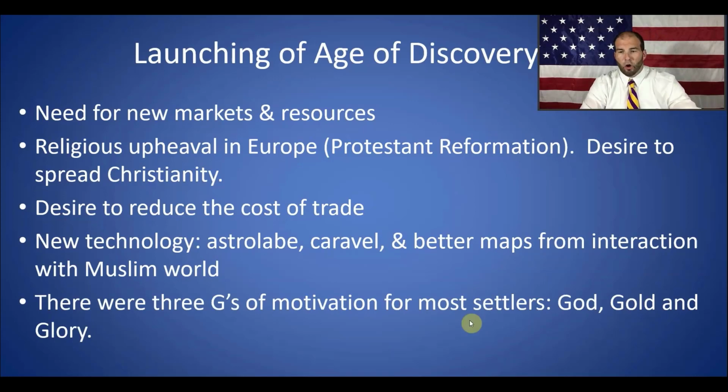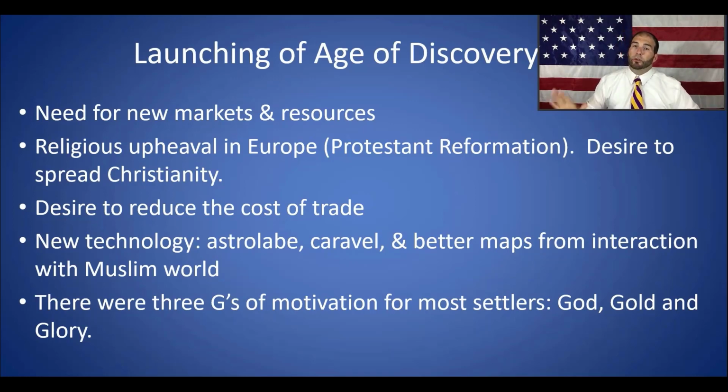But on a larger scale here, and this basically spans the rest of colonization, once they discover these two continents, North and South America, there are, with rare exception, 3 reasons why people would come over here. And they're called the 3 G's. God, gold, and glory. God means religious freedom.